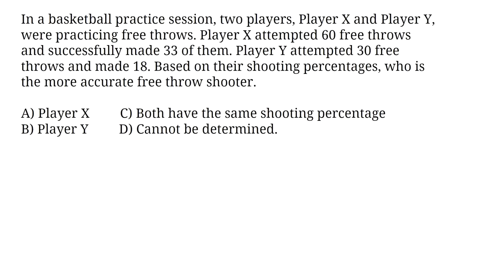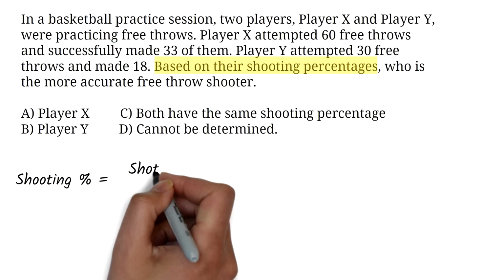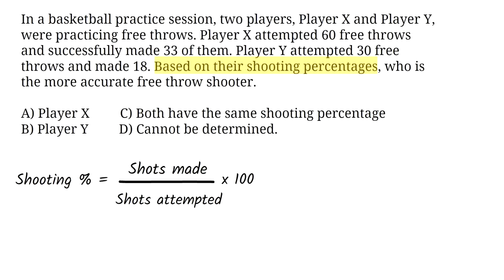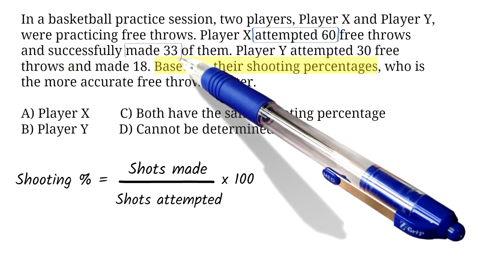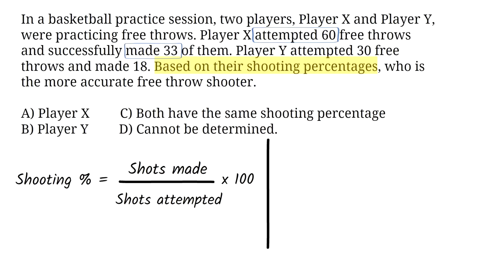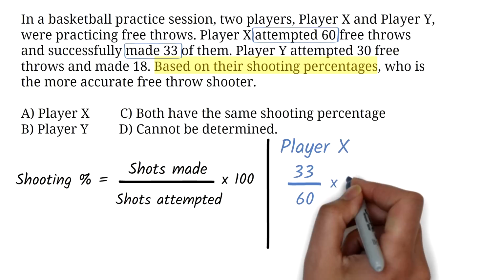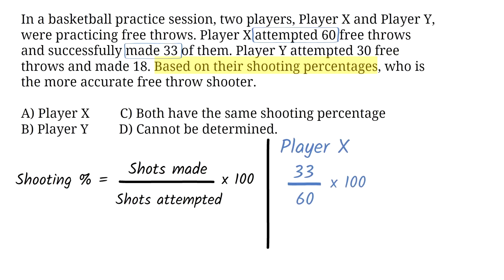Here, you've been told to compare based on their shooting percentage. To find the shooting percentage, we have to divide the number of successful shots by the total number of attempts and multiply it by 100. From the question, player X has attempted a total of 60 free throws. Out of these, player X has successfully made 33 shots. To calculate player X shooting percentage, divide the number of successful shots, 33, by the total number of attempts, 60. Then multiply by 100. We do this on the calculator to get 55%. So player X shooting percentage is 55%.